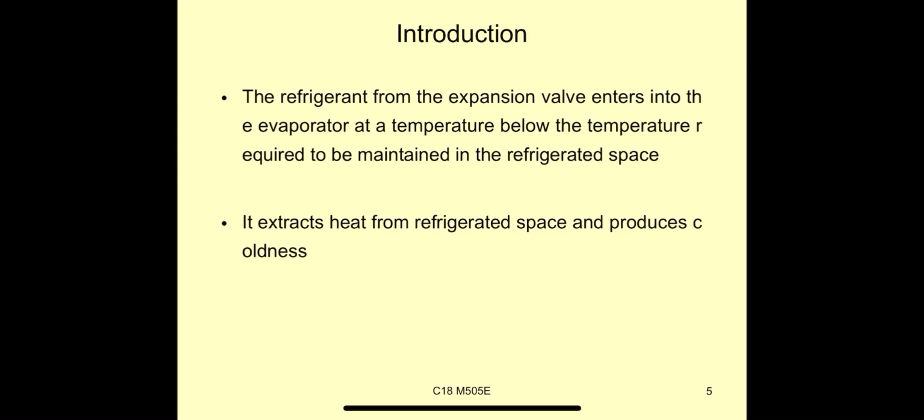So in the evaporator space, the inside is at high temperature, and what is entering the evaporator is at low temperature. So heat transfers from the high temperature to the low temperature, from the refrigerated space to the lower temperature refrigerant entering the evaporator. So the low temperature refrigerant extracts the heat from the space and produces the coldness in the space. So this is about the evaporator and its function.